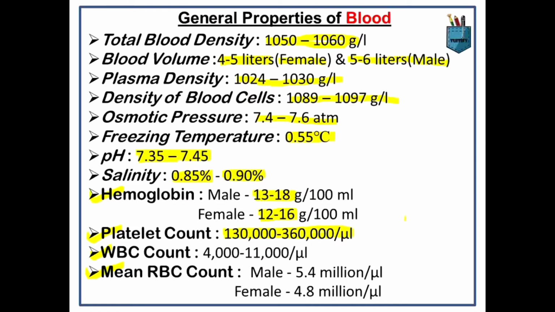Platelet count is 1,30,000 to 3,30,000 per microliter. WBC count is 4,000 to 11,000 per microliter, and RBC count in male is 5.4 million per microliter, and in female it is 4.8 million per microliter.